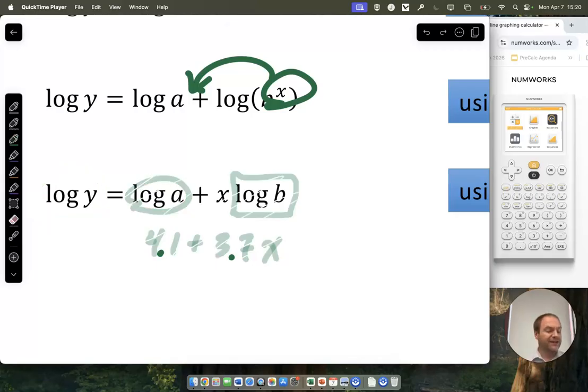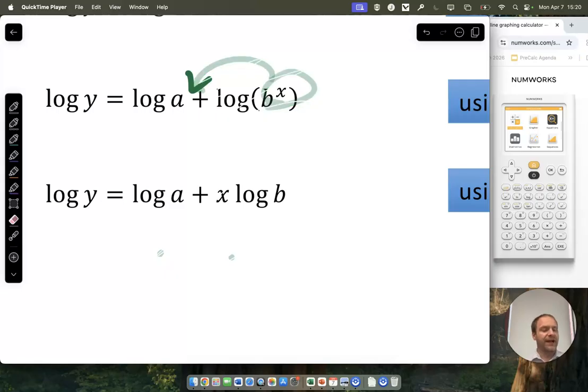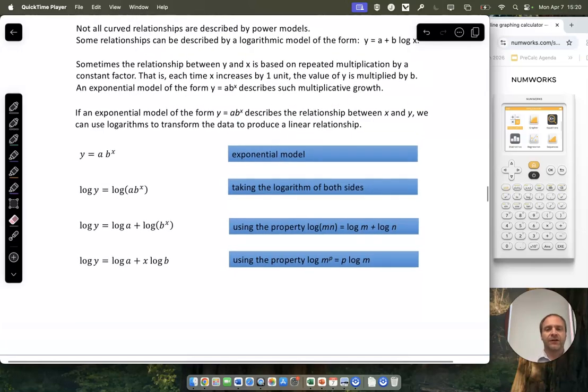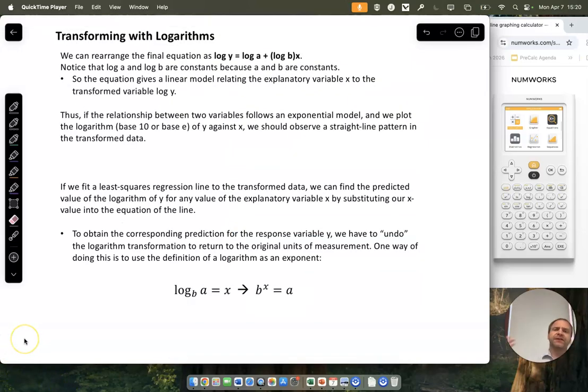The reason why it works is if we go through and look at what a and b would be when you plug in the values, they'd be constants, and you create a slope-intercept form equation on the right side. And we can use that to help us out. So this is if you're looking at a logarithmic model. And you can see on this slide, I've already talked about how if a and b are constants, it creates a linear model relating x to the transformed variable log of y.